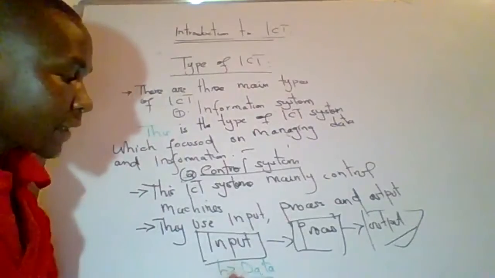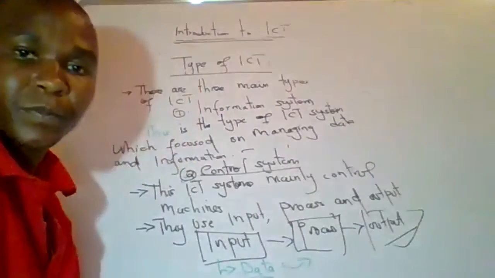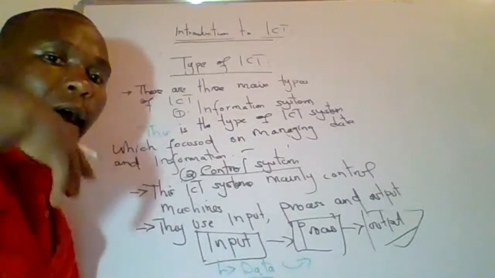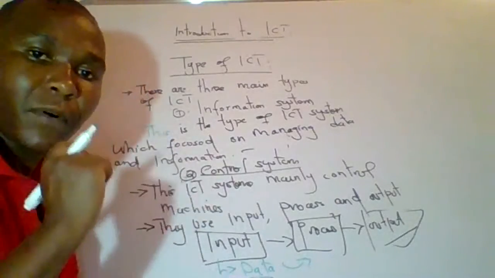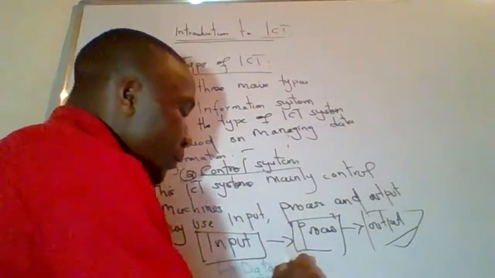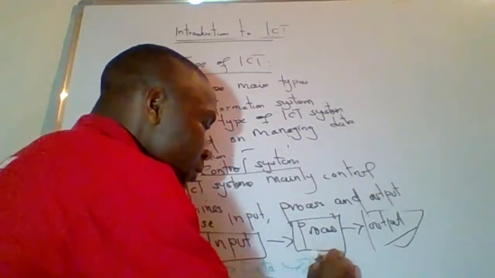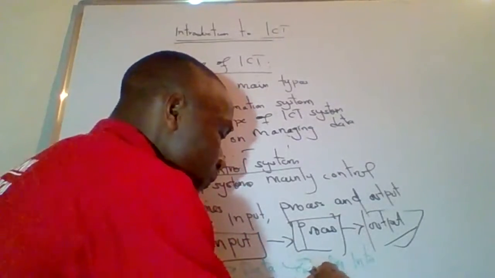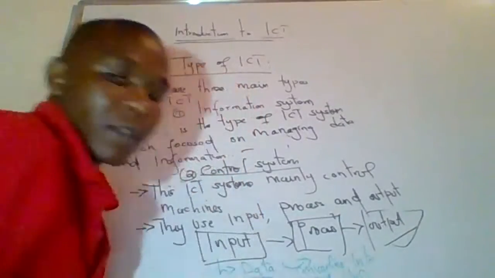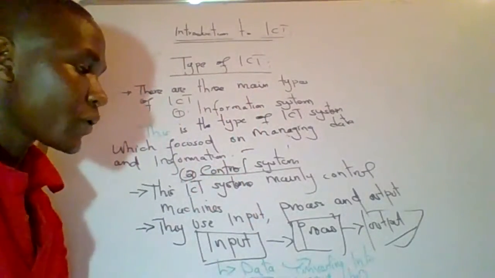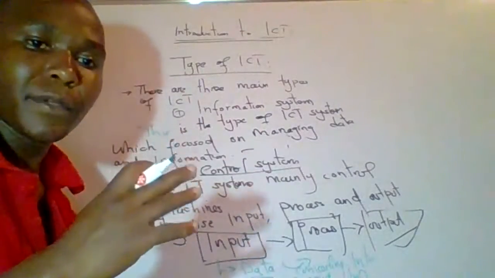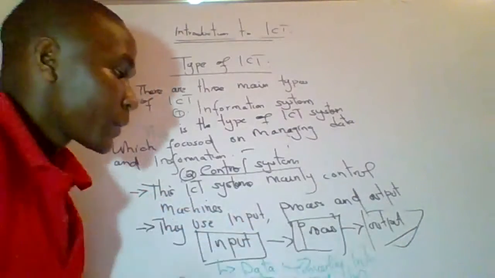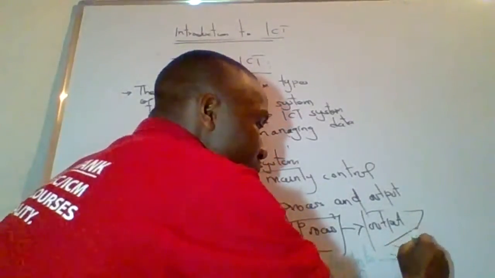So this data will undergo a process. The process is converted into meaningful information. Once it is converted into meaningful information that the end user can understand, now you can have what? Output. So output is like what? A print out.